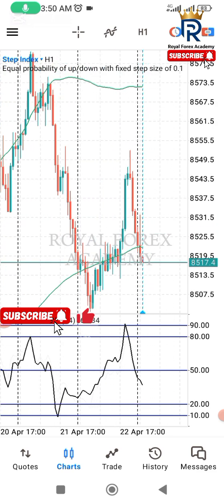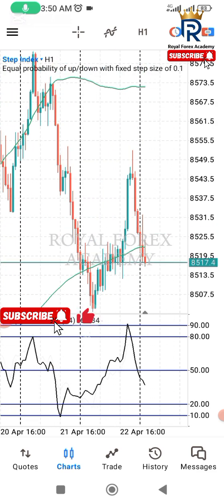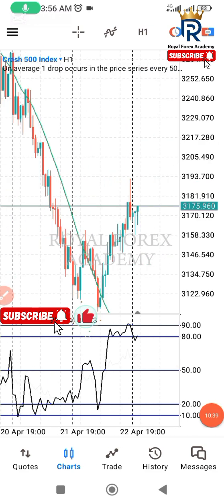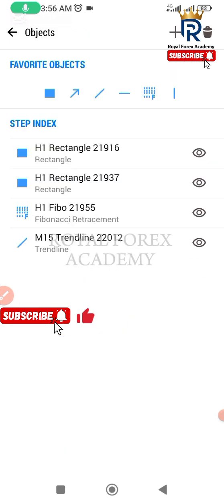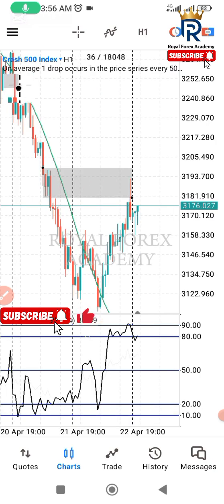So let's look at a typical price action example. For instance, in this scenario, this is a downtrend and this is a smart money cube.